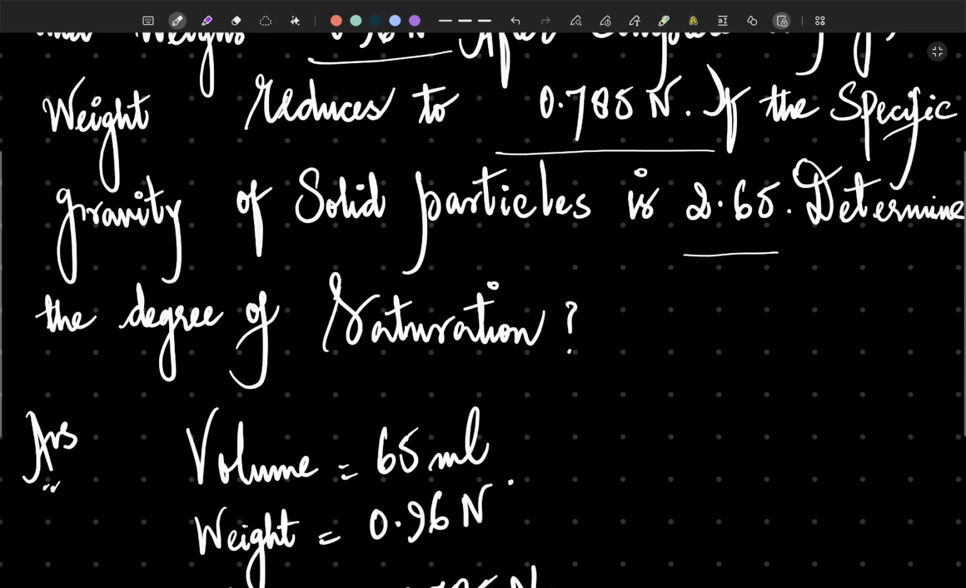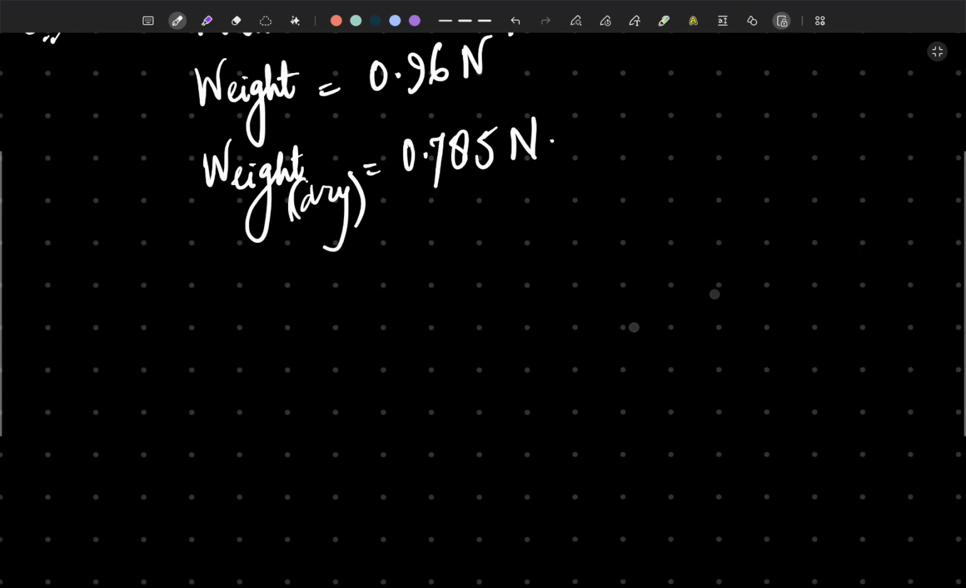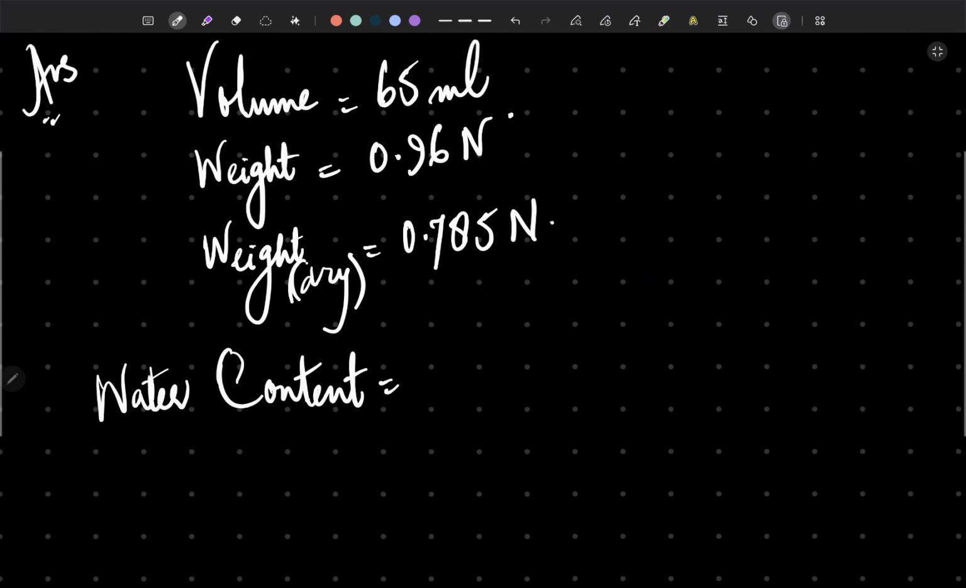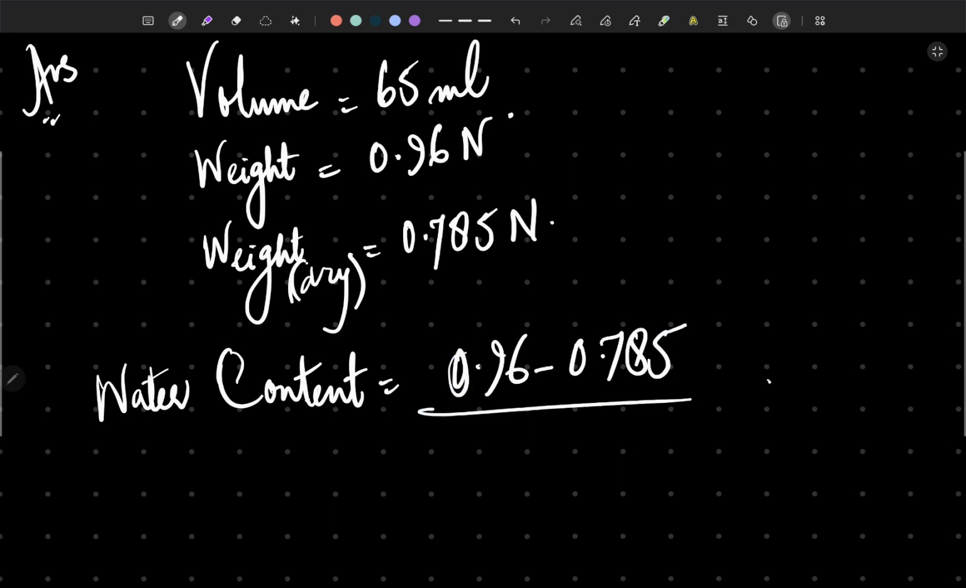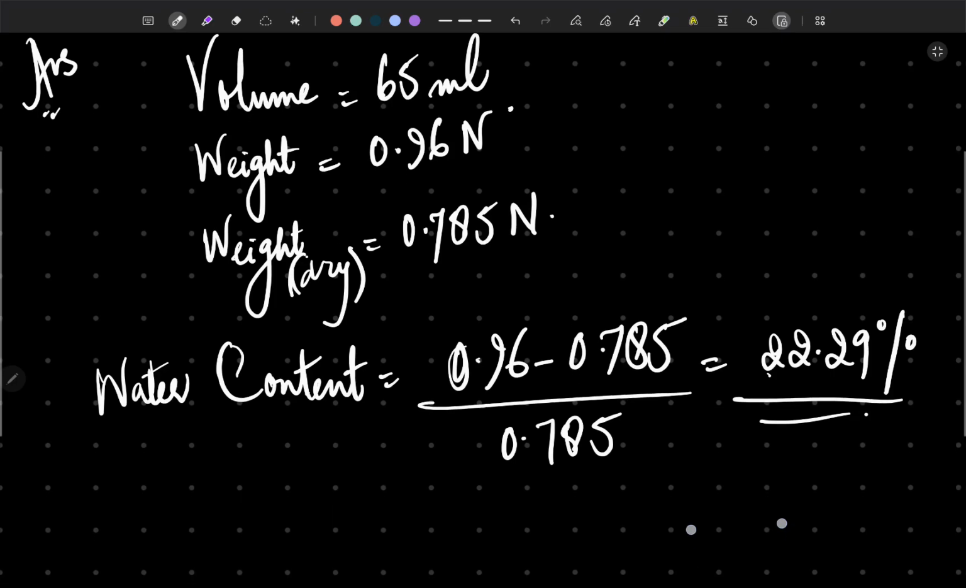But for determining this degree of saturation, we must be knowing certain parameters like void ratio and what else? Water content. So first we'll be finding the water content. Water content is equal to the total weight minus the weight after drying, divided by the weight of the soil solid particles. Upon calculation, this is equal to 22.29%. So this is the water content.